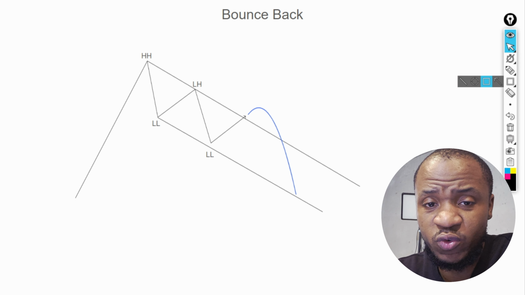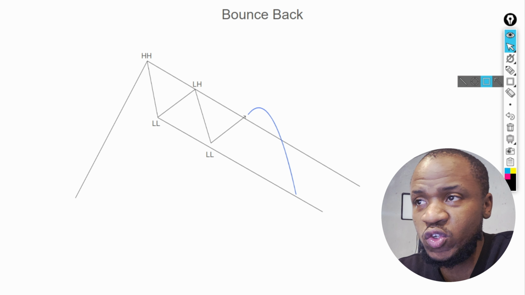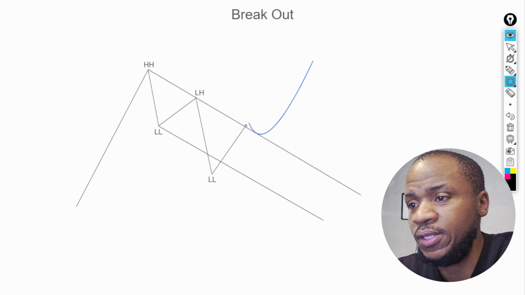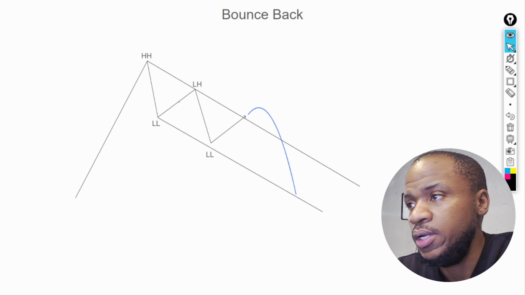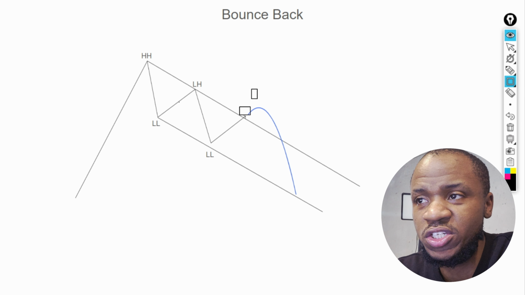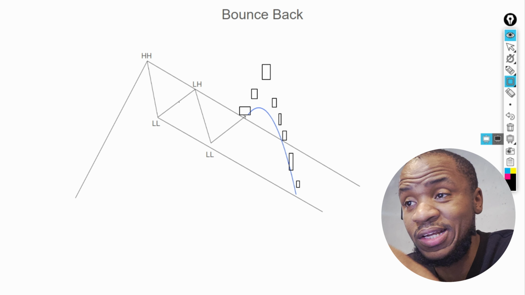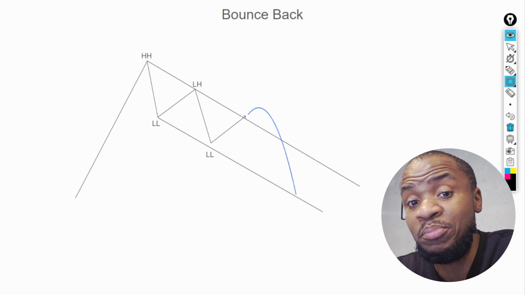So we have two types of trend lines that you can try and get trades from. One is called a bounce back. What does that mean? That simply means that when the trend line breaks, it won't continue going up. It will simply push back down. So now your question is, how do I know whether this is going to be a bounce back or it's going to be a breakout?